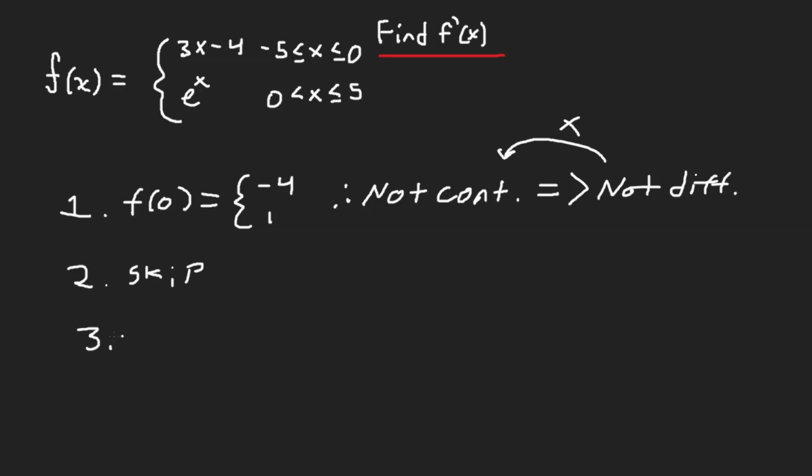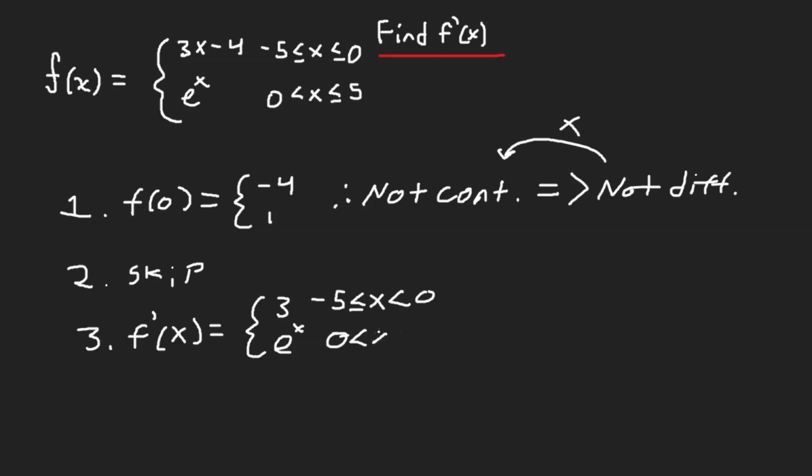And now for step 3, we just have to take the derivative of f of x, which, just remember, is taking the derivative of each piece separately. So this is 3. And then you have to write the bounds: negative 5, x less than 0. Again, we remove that equality sign in the inequality. And then the derivative of e to the x is always just e to the x. And then this is just the same as before. And that's our final equation.